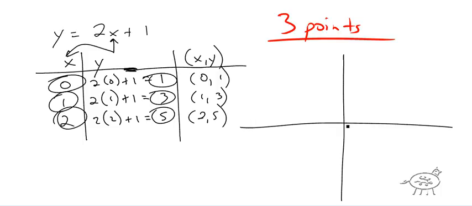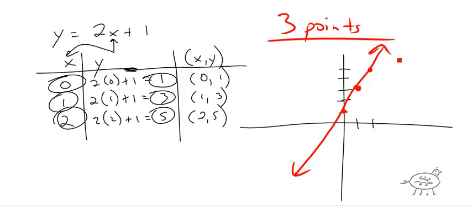Okay, and we have 0. Let's just make a graph. So it's 0, 1. We'll do this in red. 0, 1 is right here. 1, 3 is right here. And 2, 5 is right here. I missed the point a little bit, but that's good. Okay, and that's my graph.